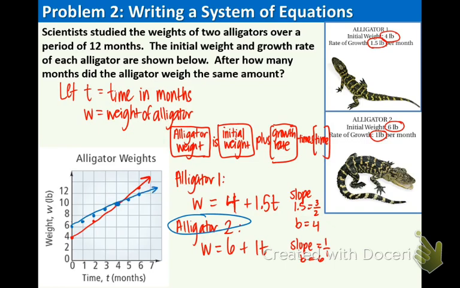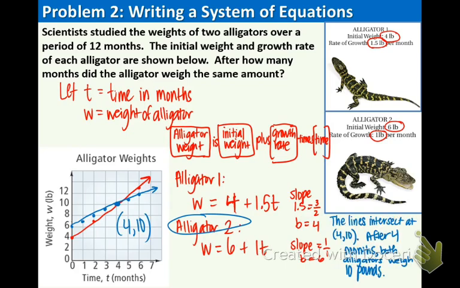Okay, so my graph is a little bit off due to not having a ruler. I apologize for that. But as you can see, the intersection point is at (4, 10). So at 4 months, the alligators both weigh 10 pounds. So make sure you write that conclusion sentence or two that I have just written in the corner. They intersect at the point (4, 10), and after 4 months, the alligators both weigh 10 pounds.